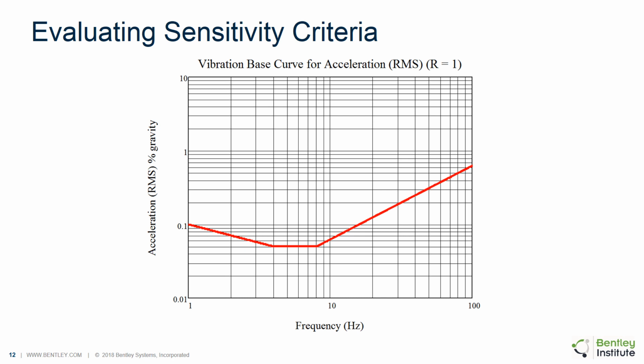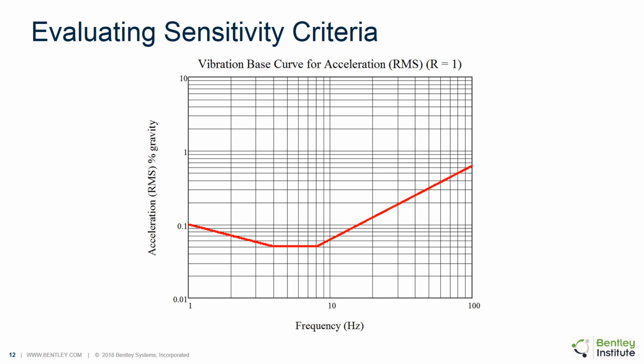But I want to introduce a new term here, which is called a response factor. And a response factor is simply a multiplier on this baseline curve. So again, this curve represents the level of human perception. So any point along this curve would represent a response factor of 1. If we generated a response factor of 2, that would represent a level of acceleration or velocity that was twice the level of human perception.